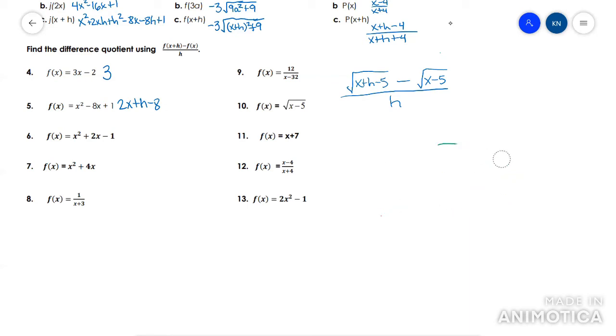So it's going to look like this. The conjugate of this, if you imagine this is a and this is b, it would look like this. Root x plus h minus 5. Notice I did not change any of the signs inside the root. The only thing that's going to change is this minus here is going to become a plus. Then it's still root x minus 5. And you have to times by the top and the bottom that way. So over, repeat.